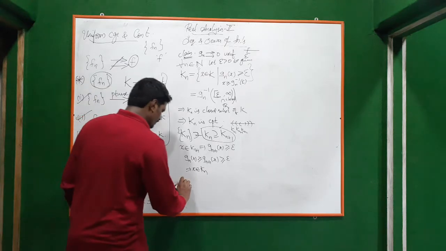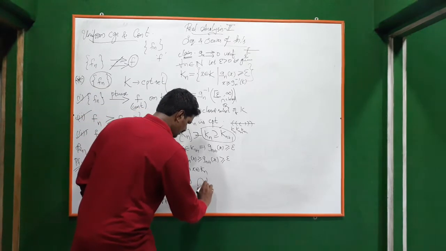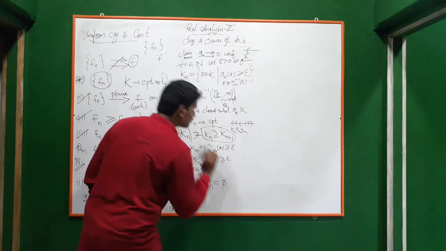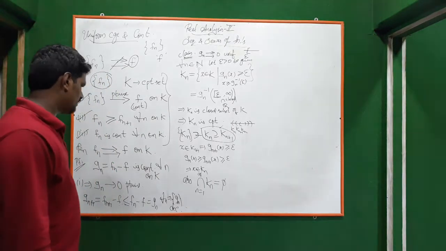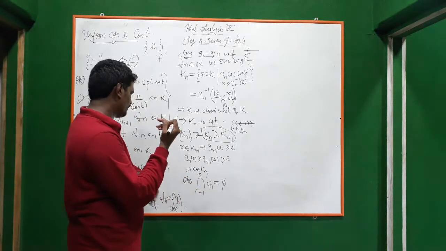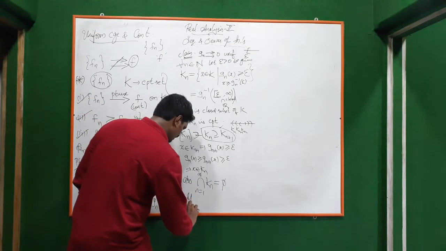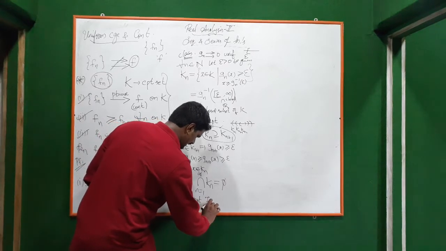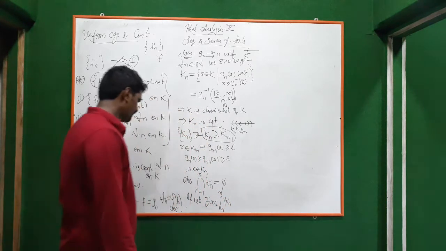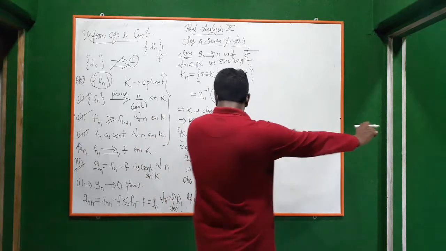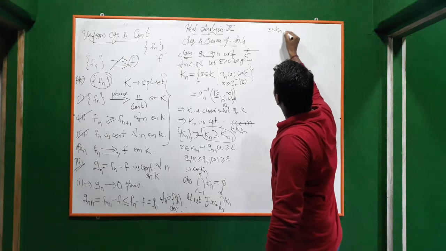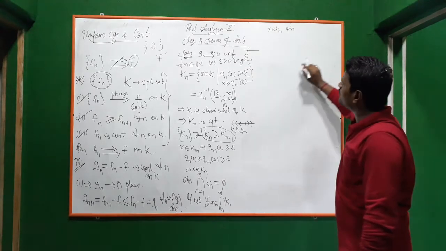The next property is that the intersection of all these sets from 1 to infinity is an empty set. How to tell that? If it is not empty, then we have to get some contradiction. So if not, then there exists x belonging to this intersection. That means x belongs to Kn for any n.